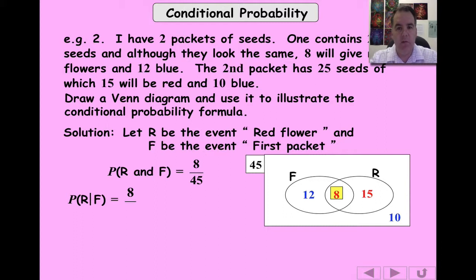Given that we've got the first packet, it means that we forget about the second packet, we're only looking at the first packet. So we're only looking at this circle here. The total number of seeds in this circle is 20, of which 8 of them are red. So the answer to this one is 8 out of 20, which you could simplify to 4 out of 10, or 2/5, or 0.4. What's the probability that we get a seed from the first packet? That's 20 out of 45.